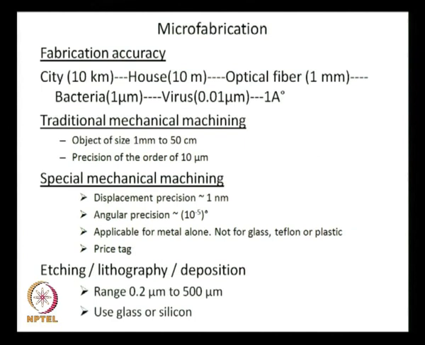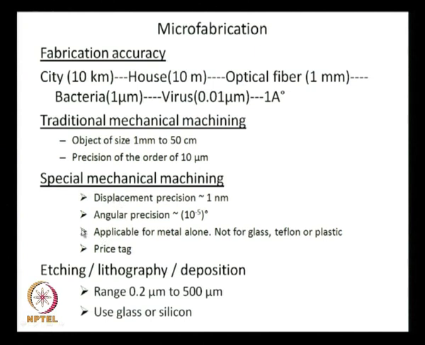So, we are primarily focusing on etching, lithography and deposition, and then we will study how we can pour the plastic material. This method is known as hot embossing, that means you soften the plastic, create a stamp and put some pressure. How this hot embossing is done, we will discuss down the line, but we are not going to take up traditional mechanical machining or special mechanical machining.